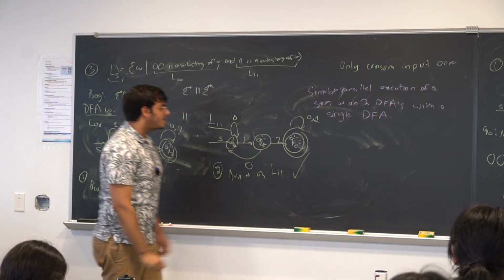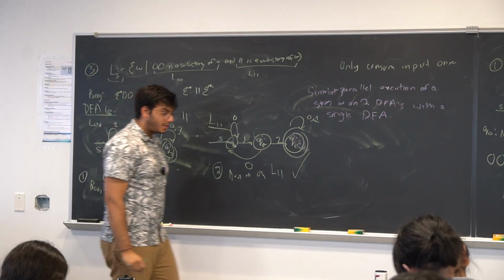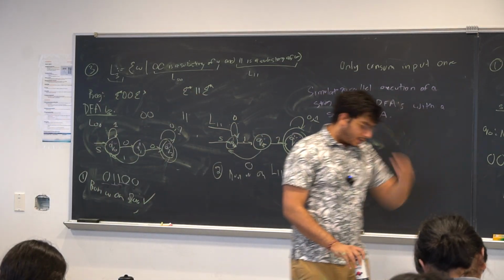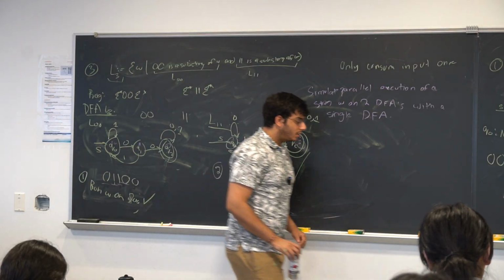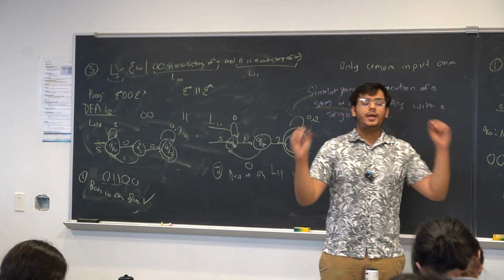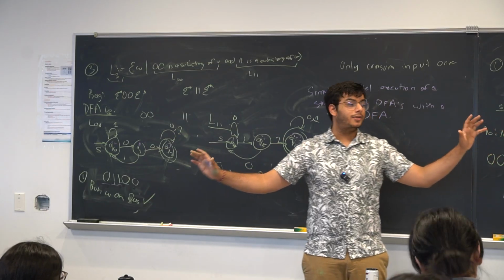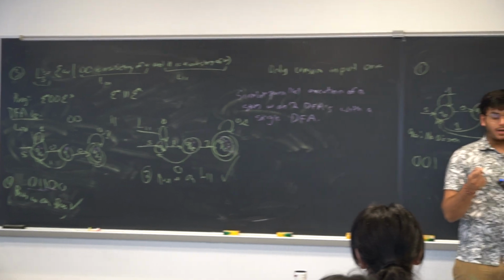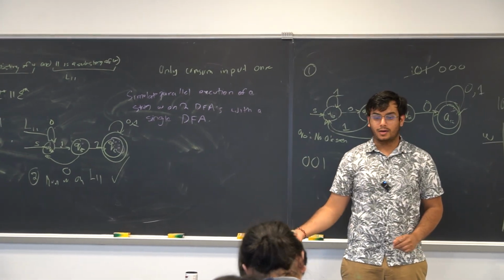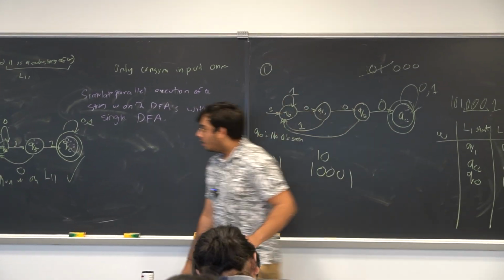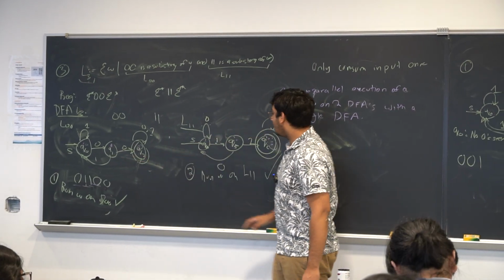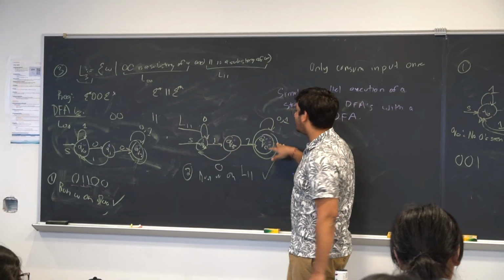That's the goal. I need to somehow simulate the parallel execution of a string on two machines with a single automata. So let's think about how we would design something like this. Without any prior knowledge of the two machines and their state spaces, I know that after reading a single character, or after reading k characters, there are 3 options for the first machine to be in, and then there's 3 options for the second machine to be in.